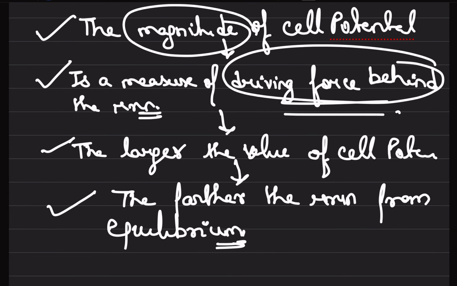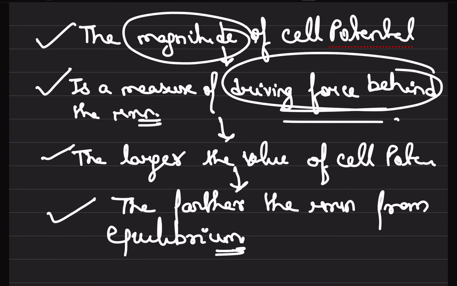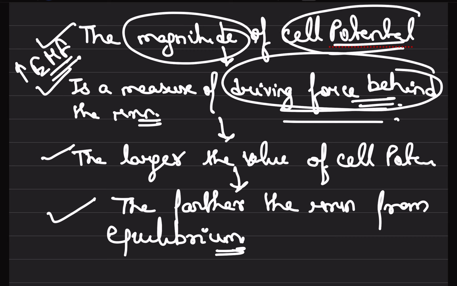Let's see one more concept. The magnitude of E naught cell is the measure of the driving force behind the reaction. As we saw, if the cell potential is higher, the electromotive force is higher. So the cell potential is the measure of the electromotive force, or the driving force, for a particular reaction. Cell potential is directly proportional to the electromotive force.